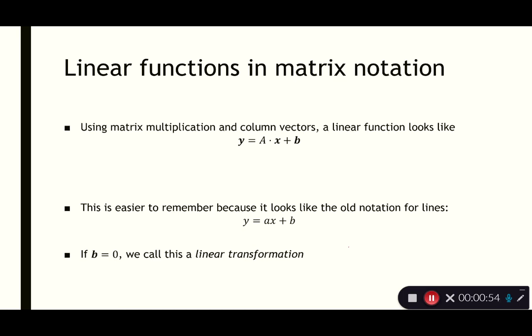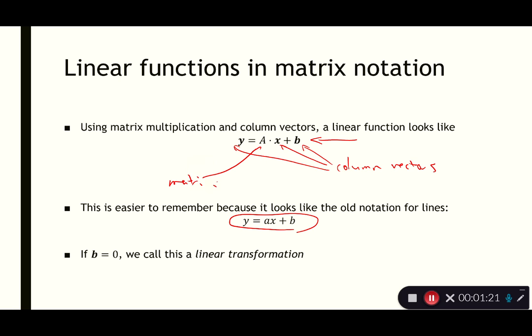In fact, using matrix multiplication and column vectors, a linear function looks like this. It looks like y is equal to Ax plus b, which is almost exactly the same as we used to write lines. The point is that now we have to be a little bit more careful about how we interpret this. Now, these three, y and x and b, are now column vectors instead of just being numbers. This A is a matrix, and this dot between A and x is matrix multiplication rather than just being ordinary multiplication. And the addition is matrix addition or vector addition.